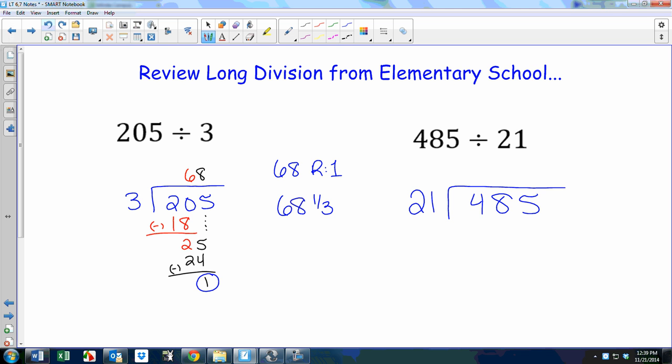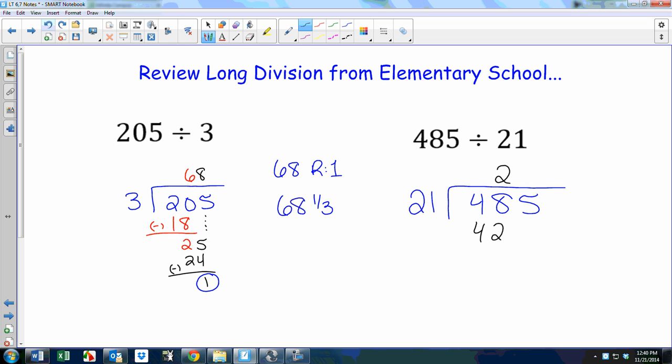All right, 21 into 485. How many times does 21 go into 4? Doesn't. What about 21 into 48? 2 times. So 2 times 21, you're multiplying the 2 times the 2 and the 2 times the 1 to get 42.